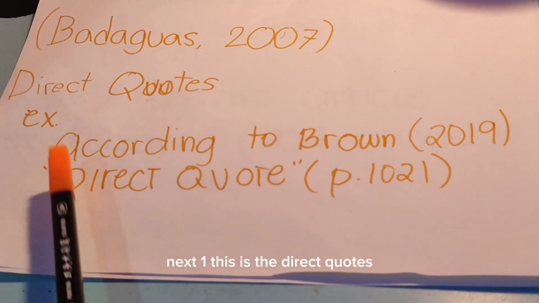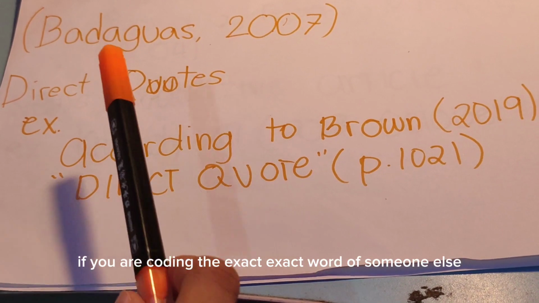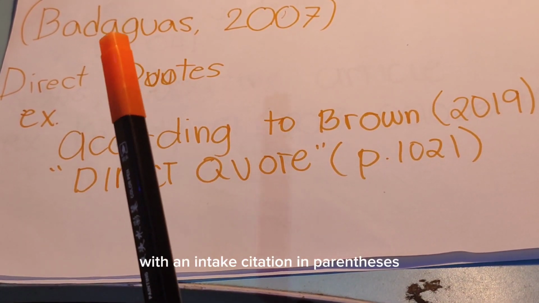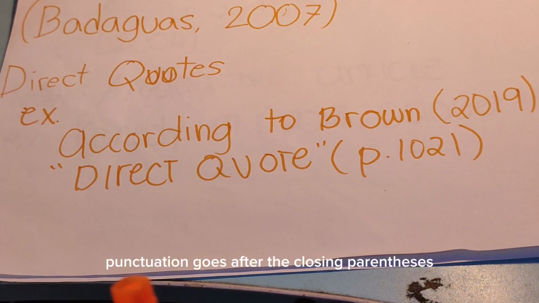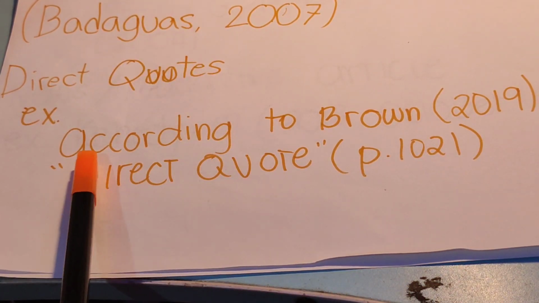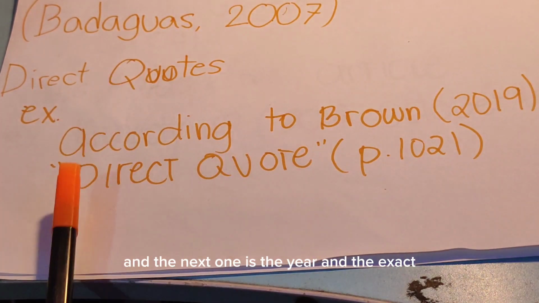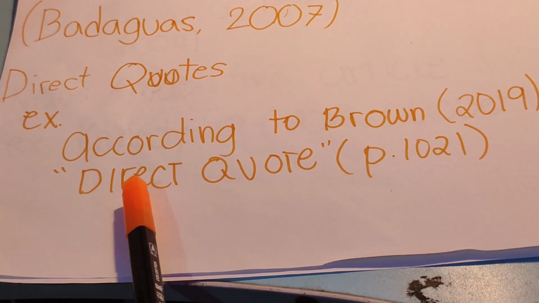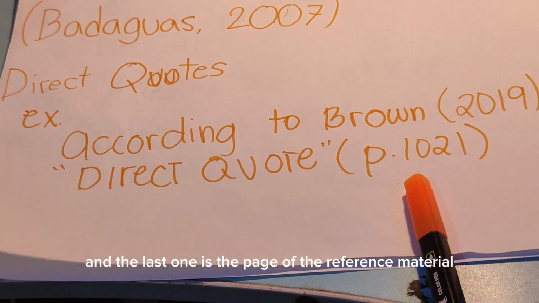Next one, this is the direct quotes. So, what is direct quotes? If you are quoting the exact words of someone else, introduce the quote with an in-text citation in parentheses. Any sentence punctuation goes after the closing parenthesis. So, for example, according to Brown, and the next one is the year, and the exact words of the direct quote, and the last one is the page of the reference material.